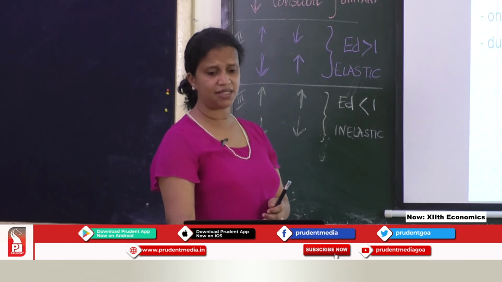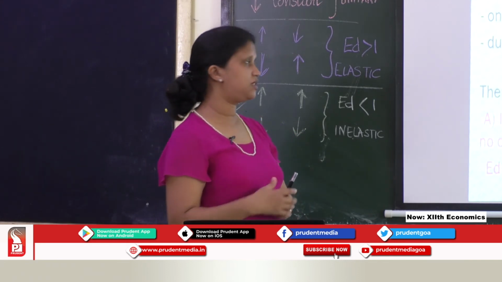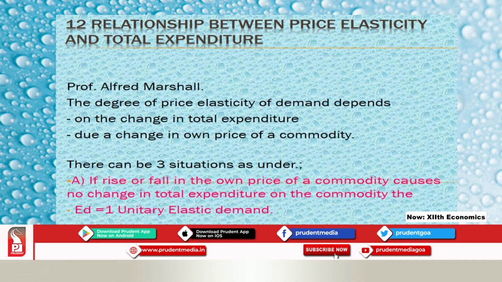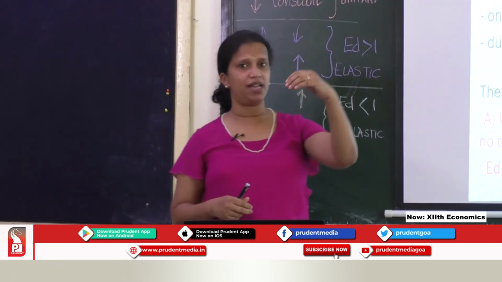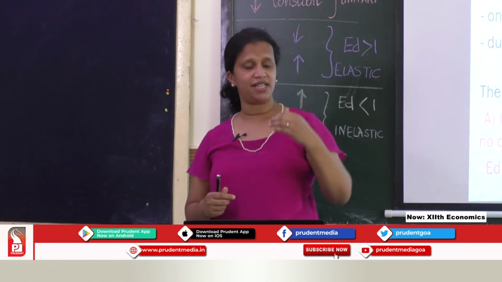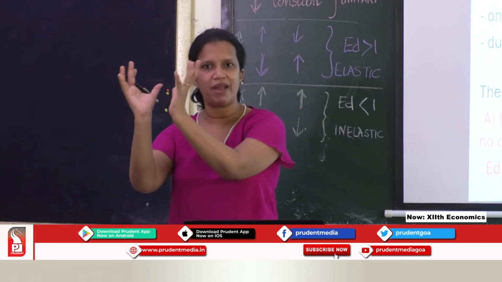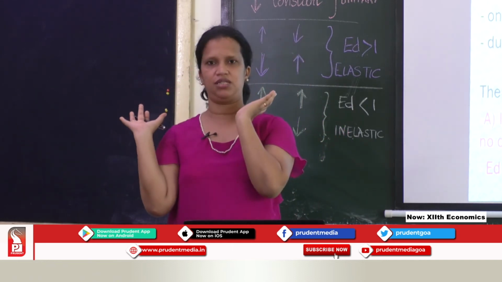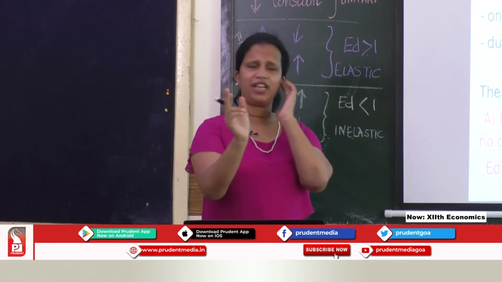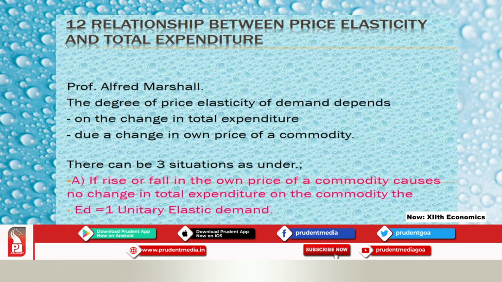He explains elasticity in the context of 3 situations. First, a rise or a fall in the own price of a commodity causes no change in the total expenditure. So, even if the price has increased or decreased, the amount that you are spending on that commodity is constant. Is that clear? So, there is no change in total expenditure. Therefore, you can conclude that such commodities possess unitary elastic demand, or ED is equal to 1.